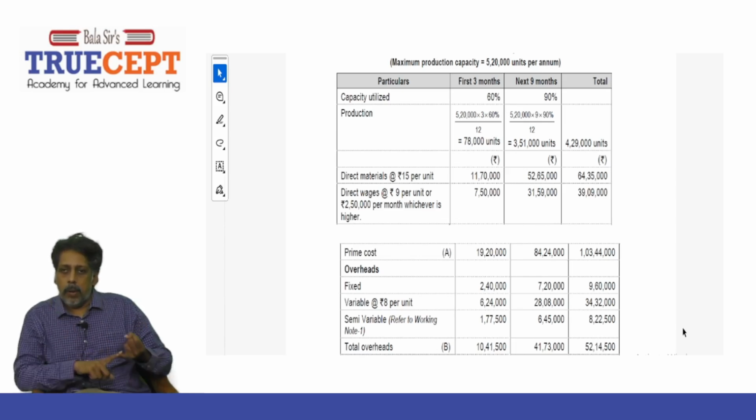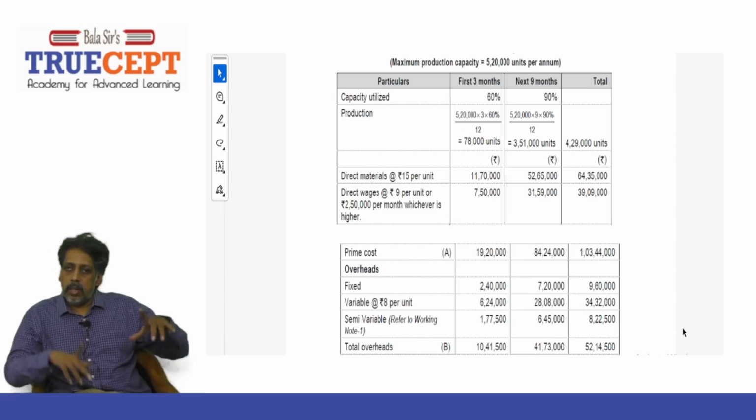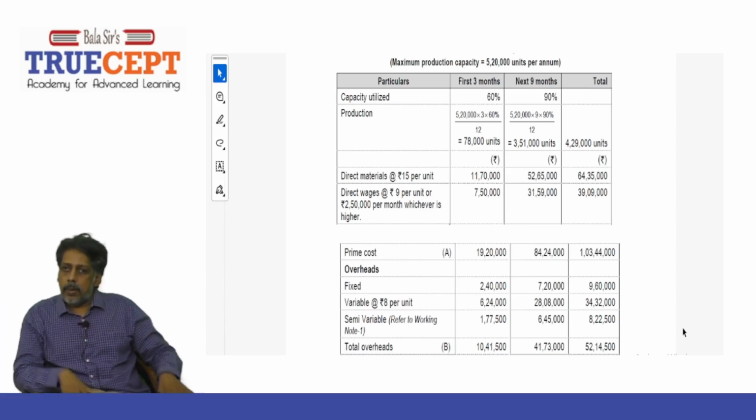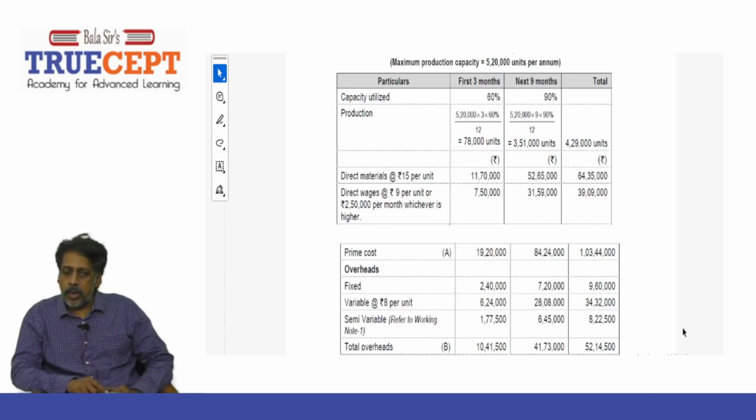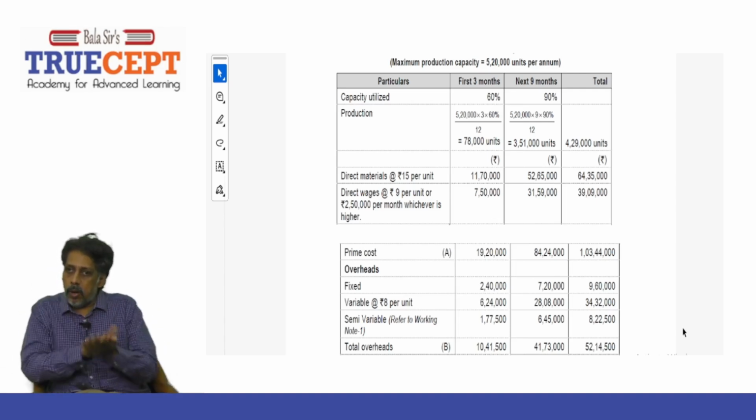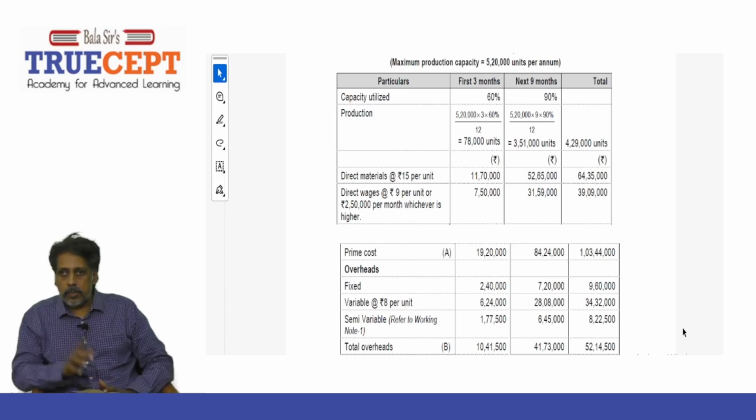52,65,000. Then add both and total the column: 64,35,000. Okay. Next, direct wages. Very important. We have promised the laborers rupees 9 per piece. It's a piece rate, 9 rupees per unit. But we also promise them their wages will not be less than 2,50,000 a month.